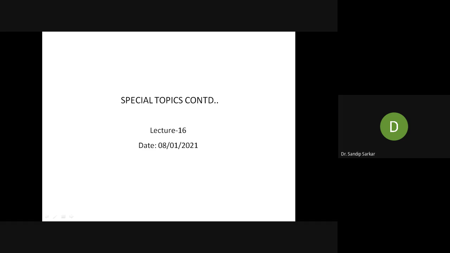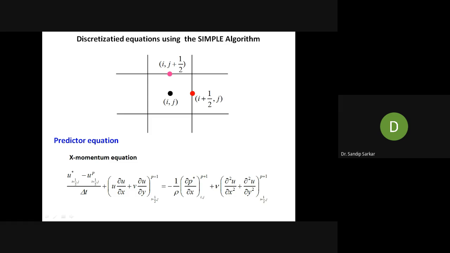Today we shall continue our discussion with the discretization of the governing equations. So how one can discretize the sets of governing equations using the SIMPLE algorithm and the staggered grid technique, or the staggered grid approach. If we have a staggered grid, how can we discretize the sets of governing equations that we have obtained from the SIMPLE algorithm?